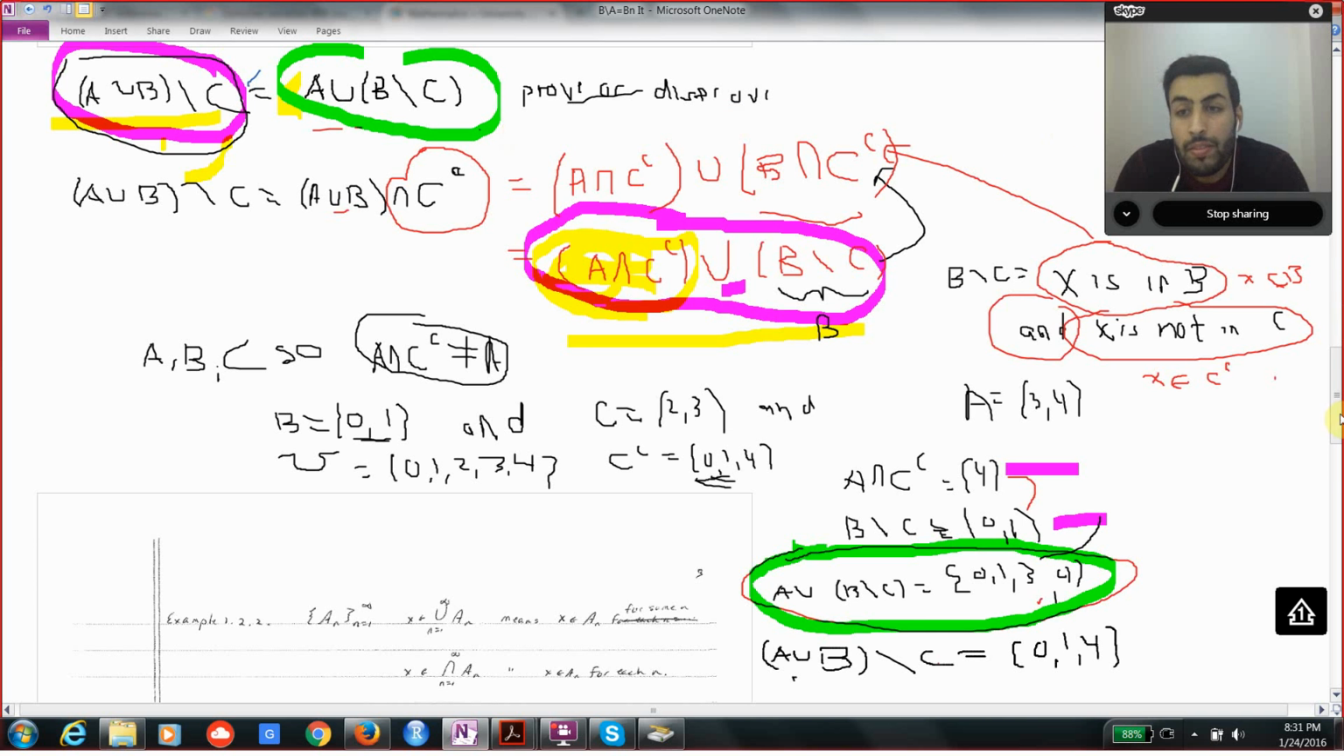So these are some important laws. These are a lot of good set theory here. Okay, so any questions on what we did? I know it gets a little confusing. There's a lot of sets we're working with.